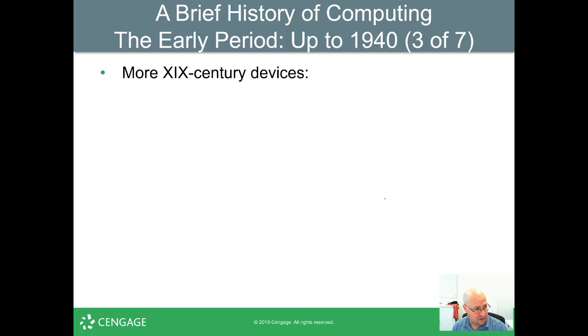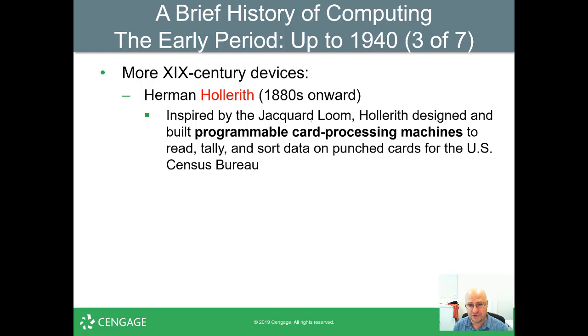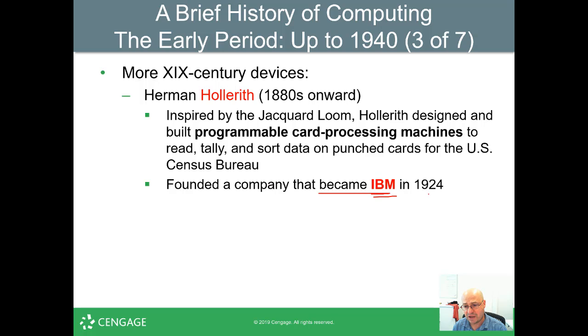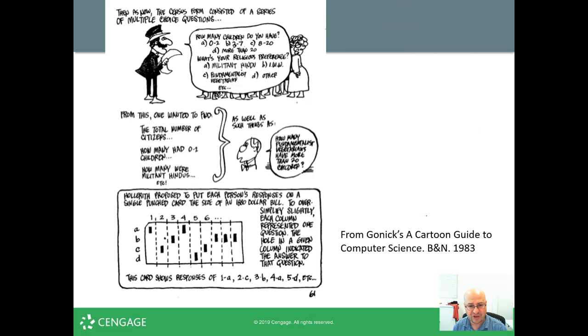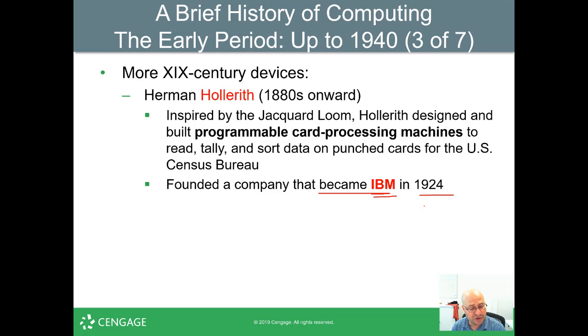There were other 19th century computing devices, such as Hermann Hollerith's. He was inspired by the Jacquard loom. They designed and built programmable card processing machines to read, tally, and sort data on punched cards for the U.S. Census Bureau. And he founded a company of little importance called IBM in 1924. It's the same IBM that we know today.